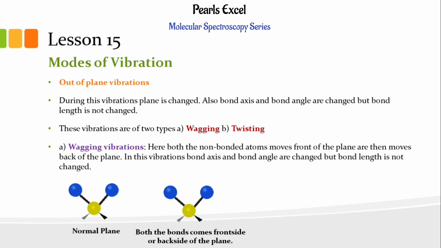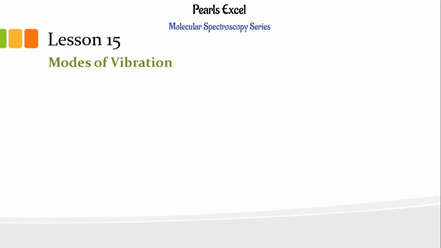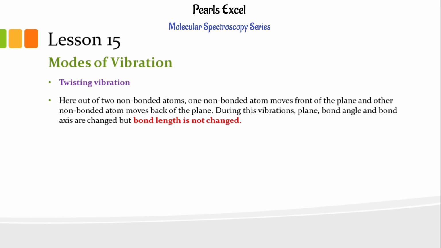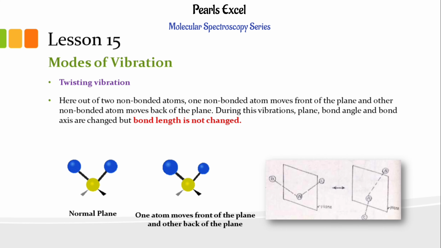From the below image you can clearly understand that both the bonds come either to the front side or the back side at a time. After this, understand twisting vibration. Here, out of two non-bonded atoms, one non-bonded atom moves in front of the plane and the other non-bonded atom moves back of the plane. During these vibrations, plane, bond angle and bond axis are changed but bond length is not changed. See the below image, how one atom will be moved in front of the plane and the other one to the back side of the plane. I hope all these images are helpful for you to understand these modes of vibrations.